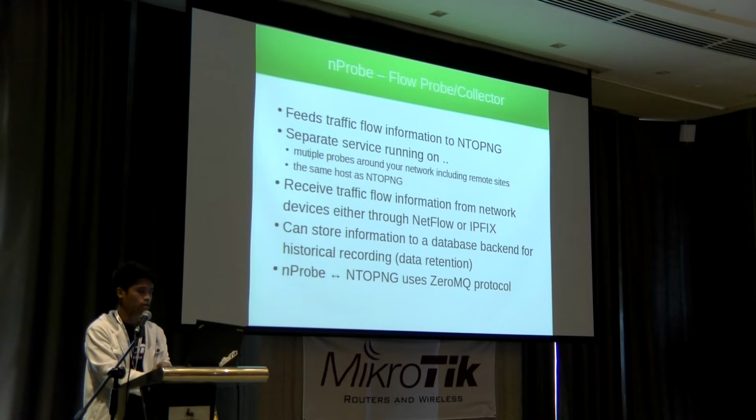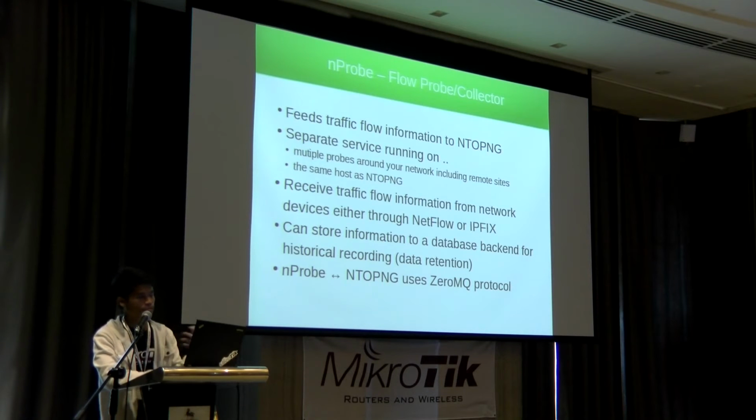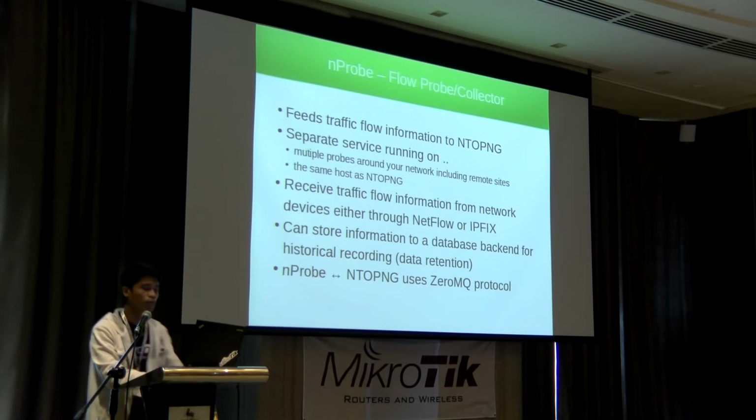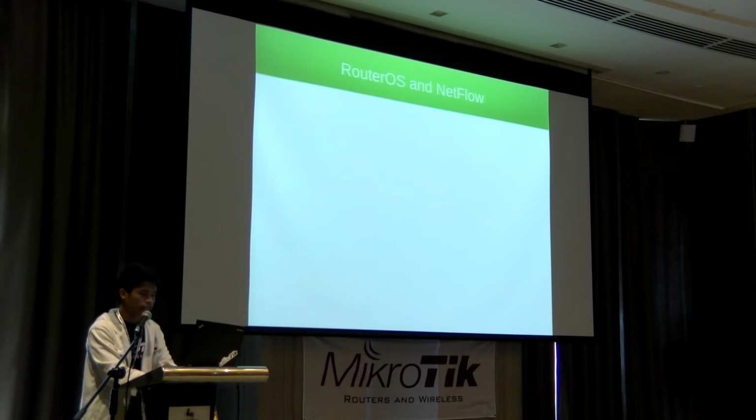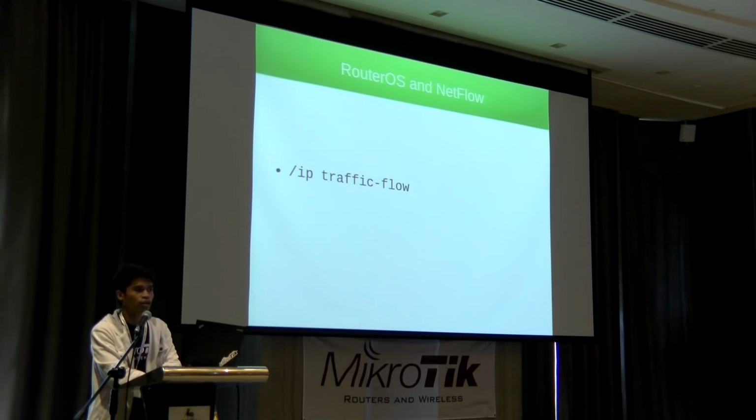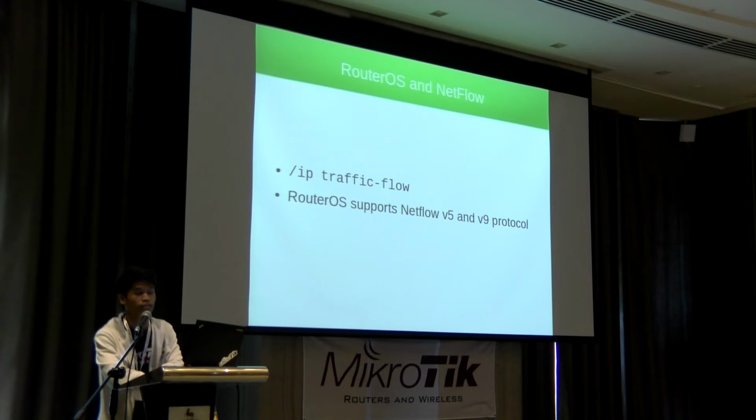So since we all have an idea right now what NTOPNG and nProbe are, how can we implement this using the RouterOS? But anyway, before that, nProbe also uses the ZeroMQ protocol to connect to NTOPNG, that data messaging protocol that they are using. So I think you all know that under IP traffic flow, you can see that RouterOS supports NetFlow version 5 and version 9 protocol. It can also support version 1, but today we are going to discuss only version 5 and version 9.